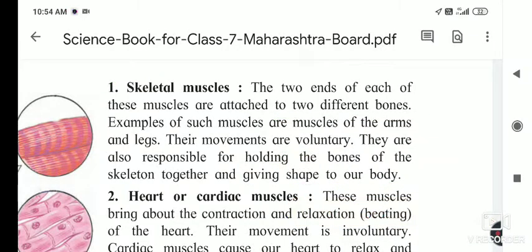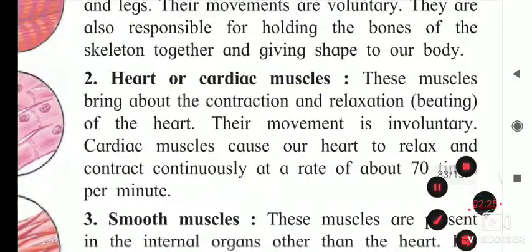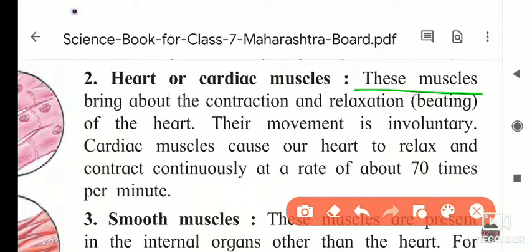Next, second is the heart or the cardiac muscle. As I told you before, only the heart is made up of these muscles. These muscles bring about contraction and relaxation. You know that our heart is beating continuously, that sound we can hear. If you hold your hand towards the left side of your chest, you will feel the sound over there, and that is nothing but the beating of the heart. The contraction and relaxation takes place because of the movement of these muscles.